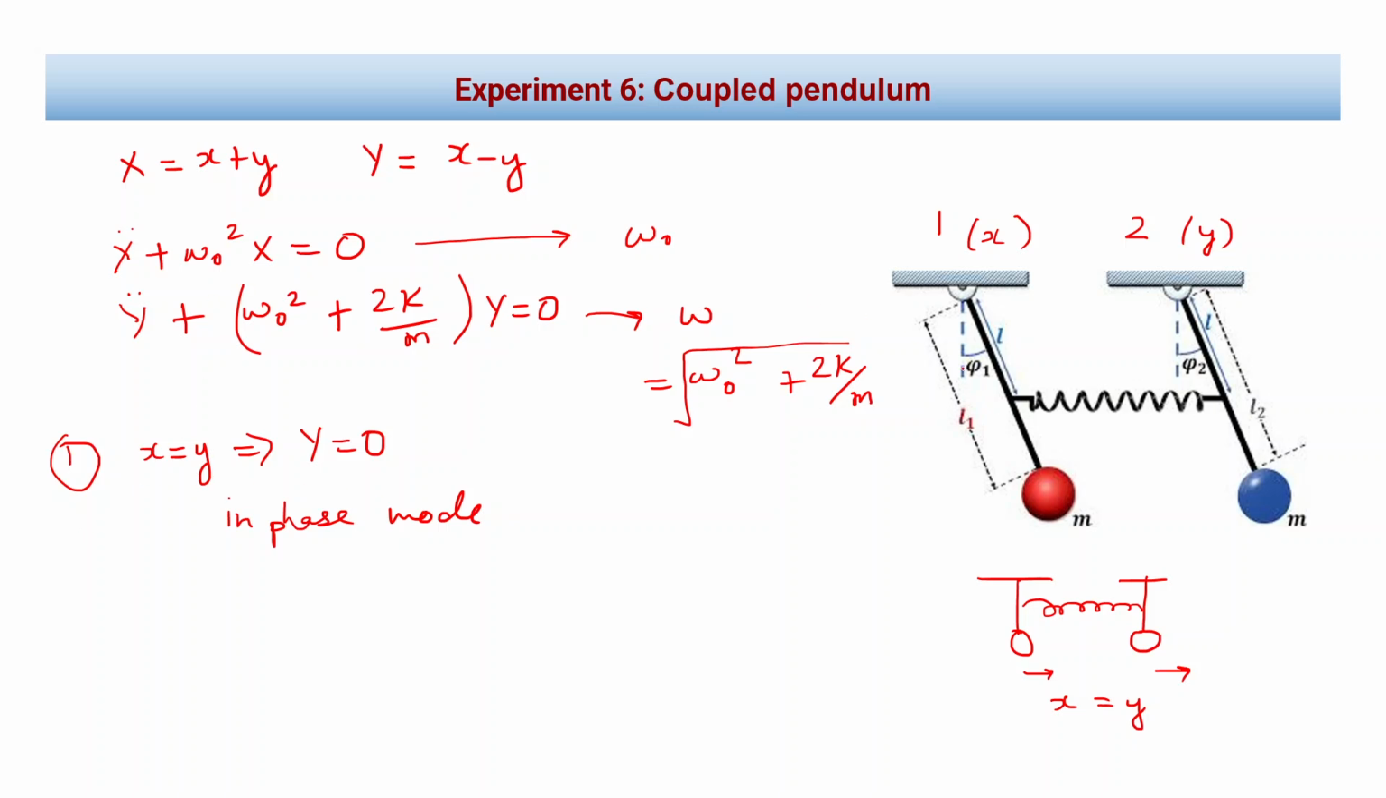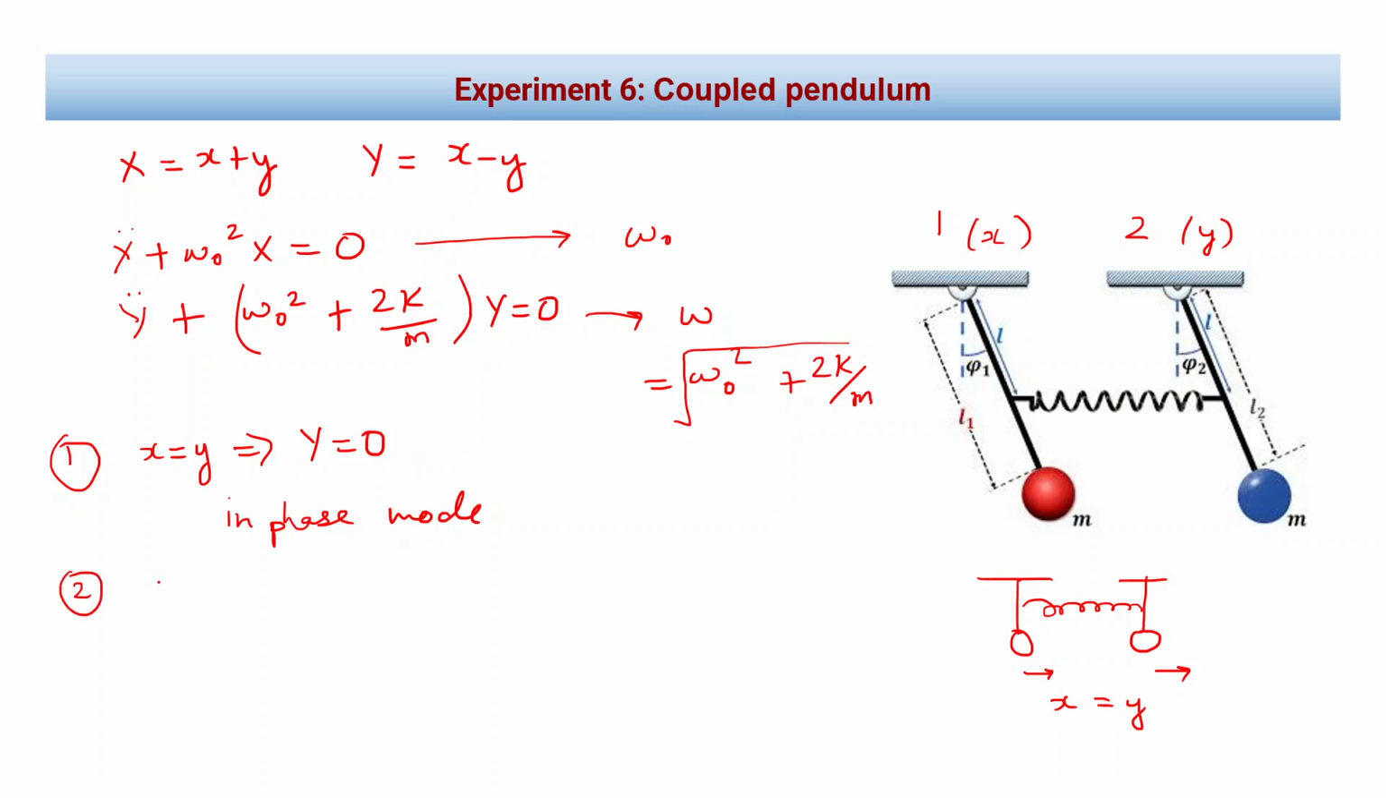So the whole system will be like a single pendulum, and there will be no transfer of energy from one to another, because, as you see, there is no spring contribution from this spring, right? So it will be just oscillating without any force acting from the spring. So this is one in phase mode case.